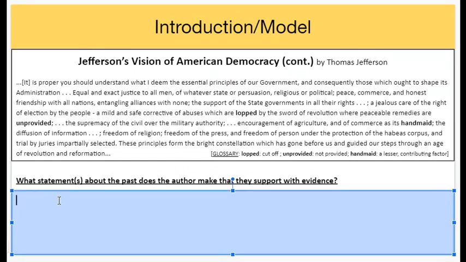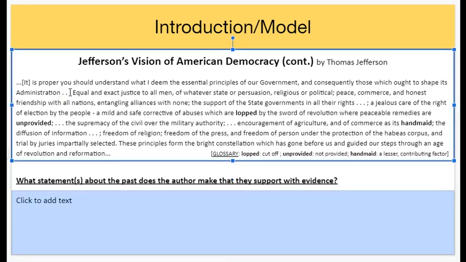Here, another interpretation skill. So it's two interpretation skills past the first layer. Let's see, it is proper you should understand that I deem the essential principles of government, and consequently, meaning what follows, those which ought to shape its administration, meaning the way the government is run: equal and exact justice to all men, whatever their state or persuasion, religious or political, peace, commerce, and honest friendship with all nations.